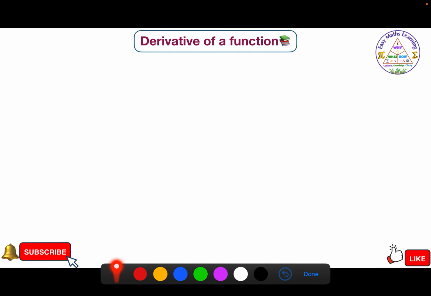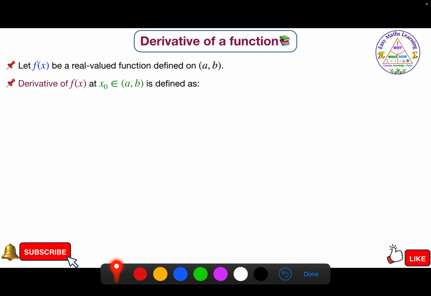Hello everyone, today I will explain how to get the formula of the derivative of a function. Suppose f(x) is a real valued function that is defined on the open interval (a, b). Real valued function means a function that takes real values only. Suppose we want to find the derivative of the function at a point x naught that belongs to the open interval (a, b).